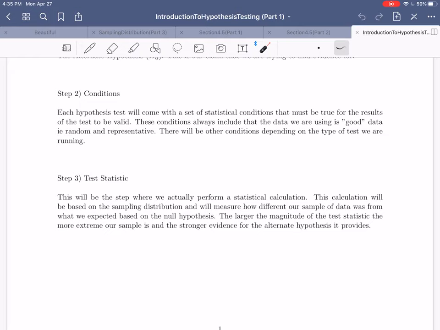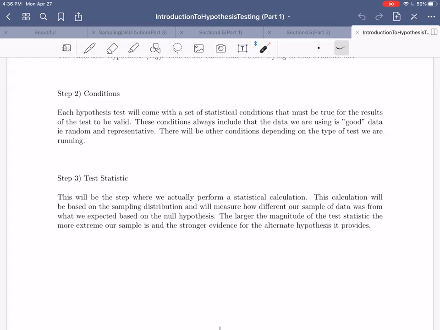In general, the larger the magnitude of the test statistic, so the larger as a positive number or the larger as a negative number, the more extreme our sample is. In other words, the further it is from what we expected, and the stronger evidence for the alternate hypothesis it provides. The reason that a large test statistic is associated with stronger evidence is because we're observing something much different than what we expected. If it's much different than what we expected, then that probably means our original assumption is not correct.